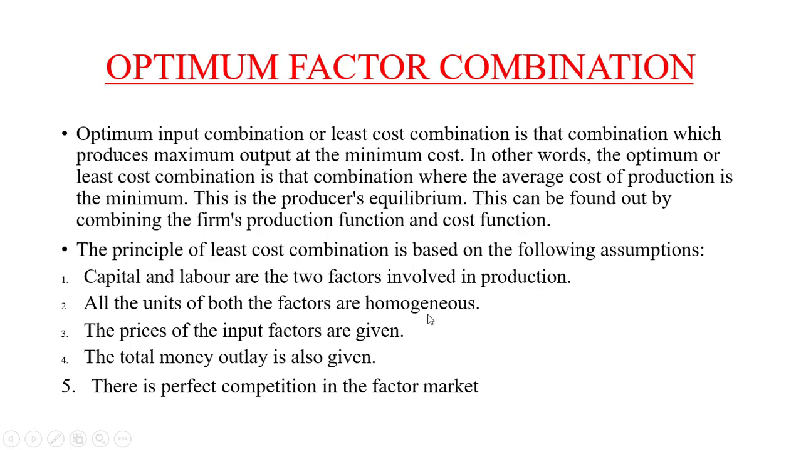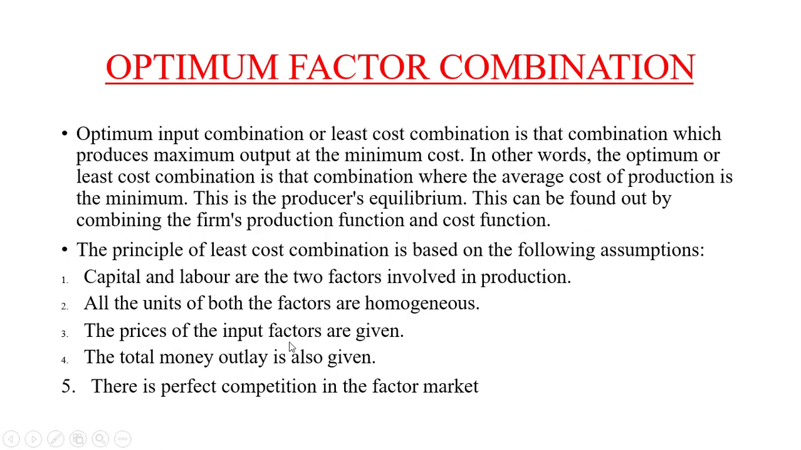That means whatever the combination of goods you take, either you take 2 labor, 3 machines, or 2 machines, 3 labors, the combinations for these units are homogeneous. Homogeneous means same. Okay, you have to think about the combination.